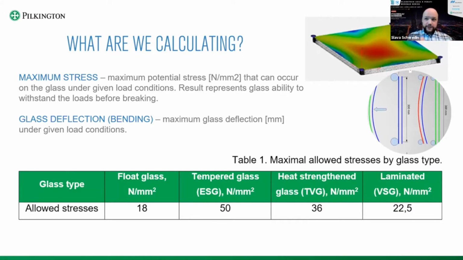The static calculation usually gives you two results. First one is maximum stress on the glass, which means whether the glass will be broken under the loads or not. So under the wind, under the temperature, this thing. And the second thing is glass bending. So those two parameters you get from usual calculations. But the very important thing is how to correctly see and interpret the results of the calculation.